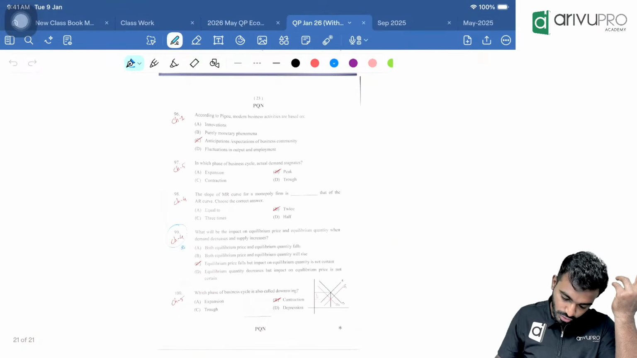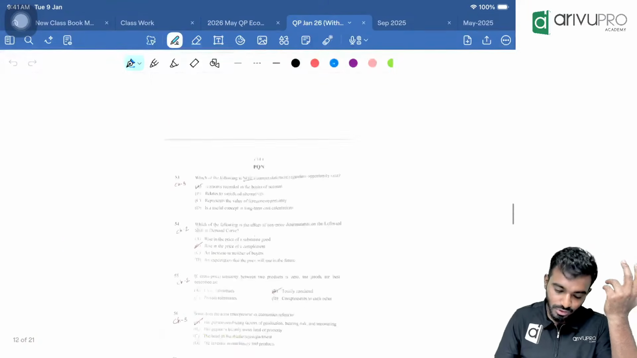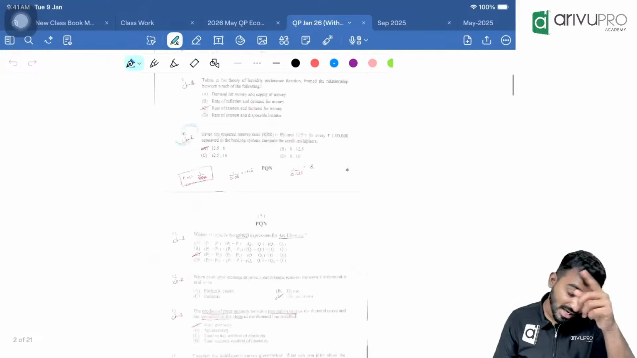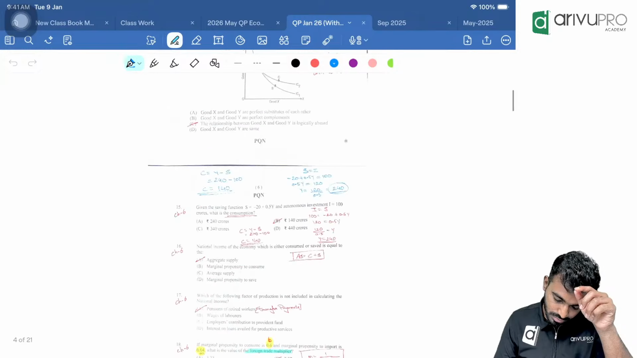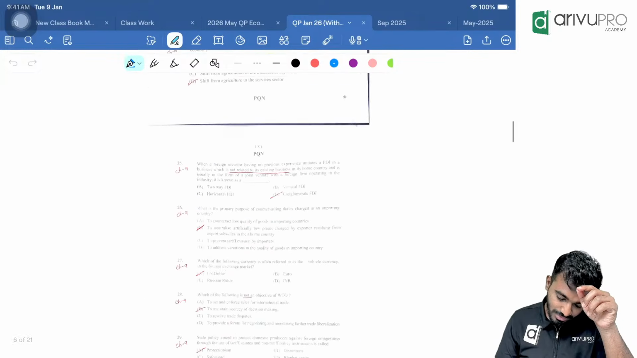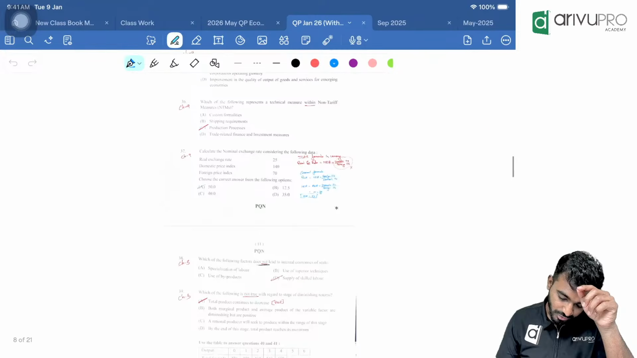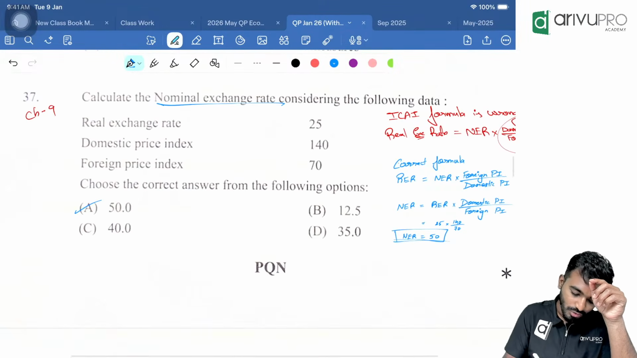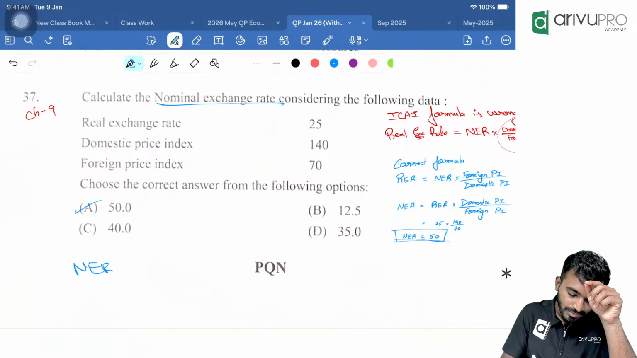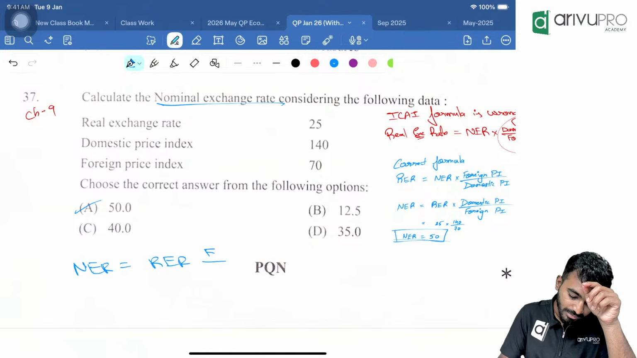The answer is 18.75. And one more question. Even in the January attempt they have asked. In January that has a nominal exchange rate value. Actually, these formulas are wrong. It should be a different formula, but still follow the same. They are asking for the nominal exchange rate. What is the nominal exchange rate formula? That is real exchange rate, bank FD, so it is F divided by D, foreign index divided by domestic index.